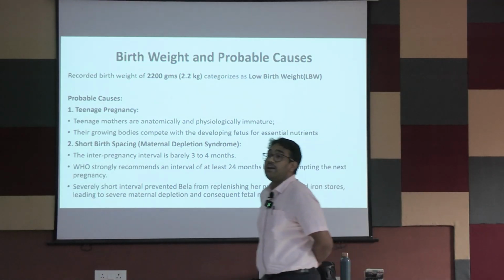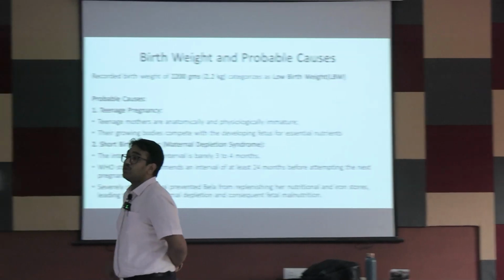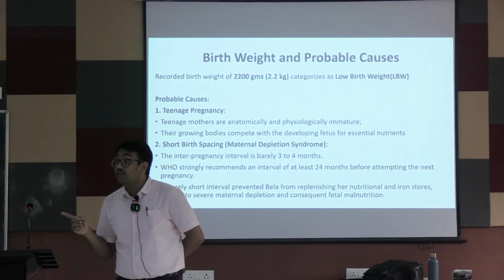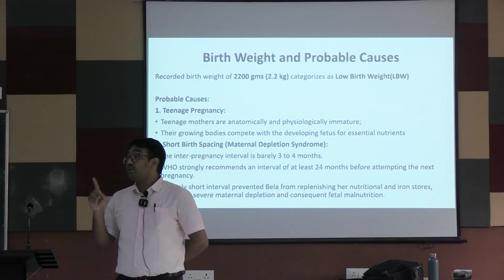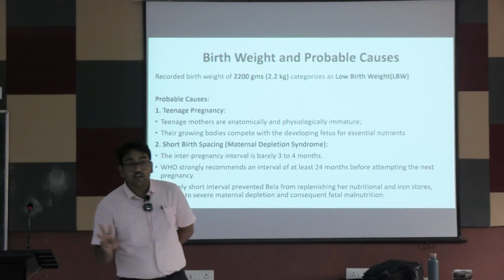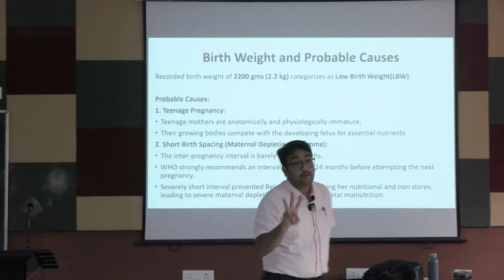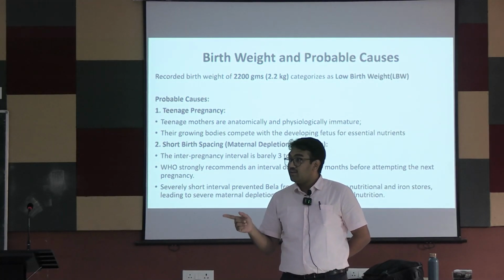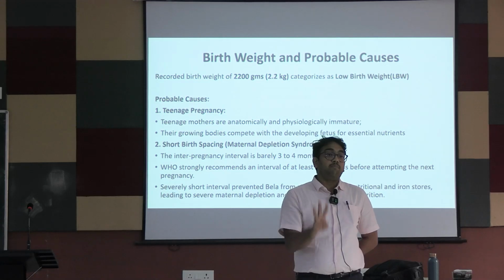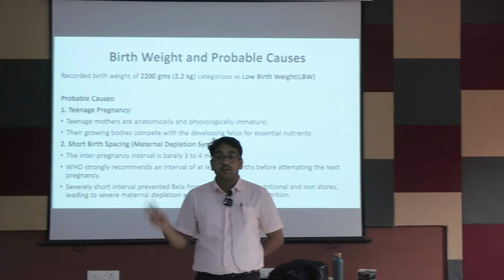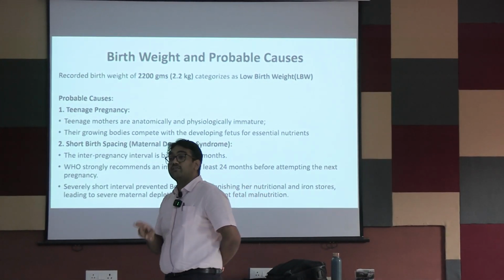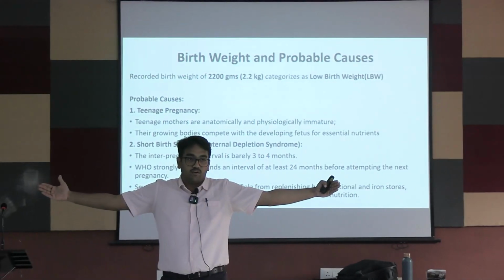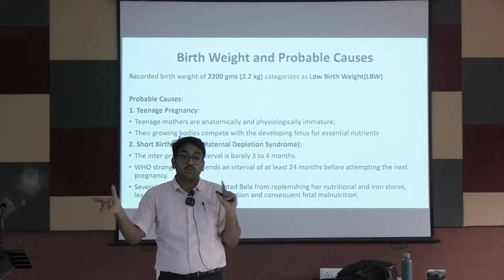The advice for adequate spacing is that there should be at least 2 years, 24 months gap between consecutive pregnancies. That means there should be at least 3 years of gap between consecutive childbirths. Is that clear? There should be 3 years gap between consecutive childbirths. There should be 2 years gap between consecutive pregnancies. That is because the end of one pregnancy itself is 9 months long. Okay, so you have to have that difference.